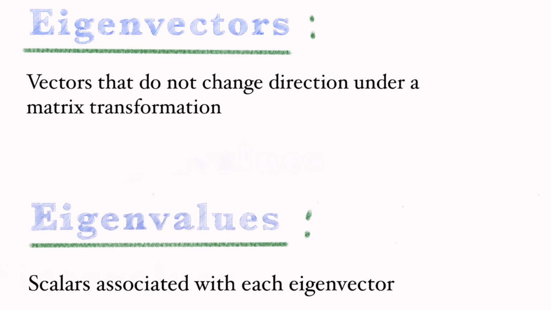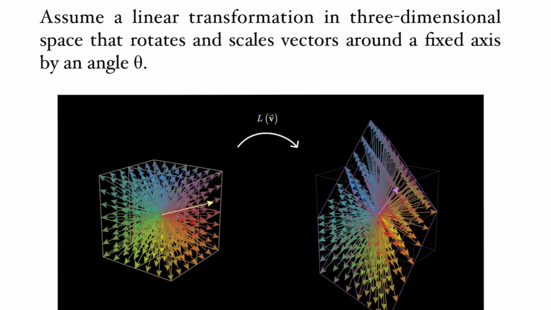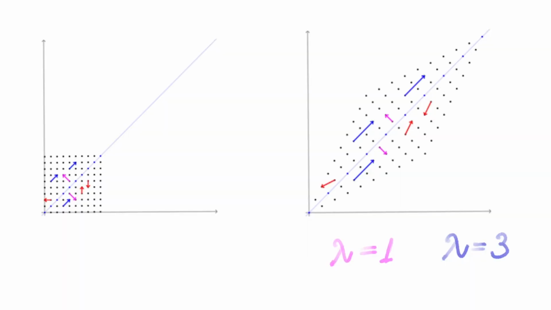Now let's define eigenvectors and eigenvalues more precisely, the way they're classically introduced in mathematics. Assume a linear transformation in 3D space that rotates and scales vectors around a fixed axis by an angle theta. Let's see what happened to the vectors. So we have vectors here, and under a linear transformation, those vectors look like this. Some of them change directions, some of them change both directions and magnitudes.